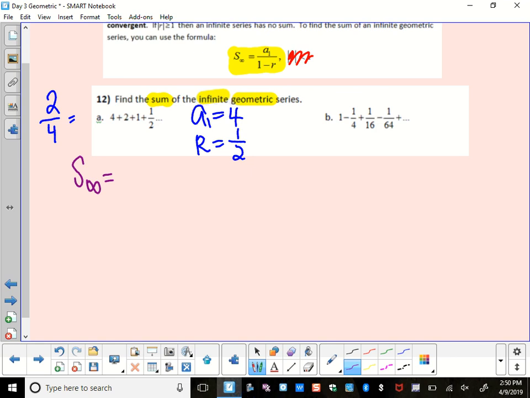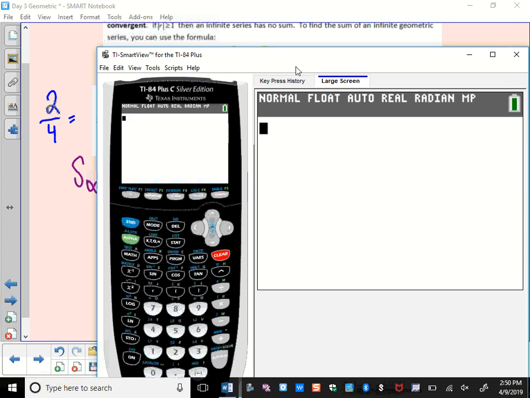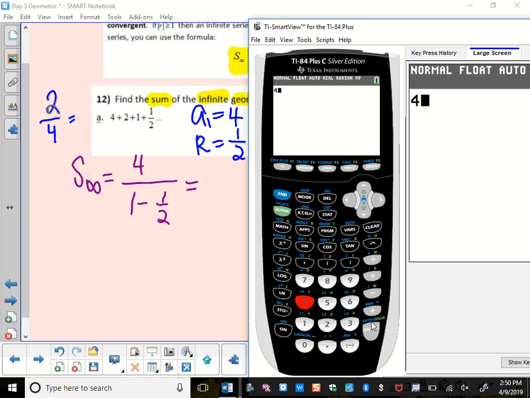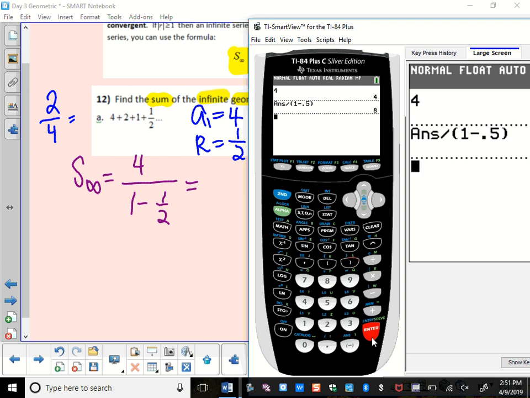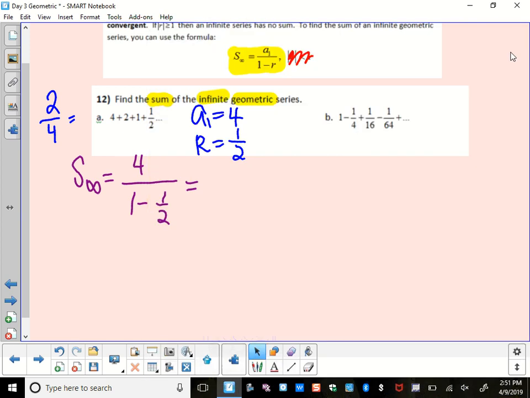My first term is 4 divided by 1 minus r, which is 1 minus 1/2. In your calculator, type that in. 4, enter, because we do the top first. So you can do 4 and then enter. And then divide it by parentheses 1 minus 0.5, because that's 1/2. You should get 8 for your answer. Here's the sum of infinity numbers.